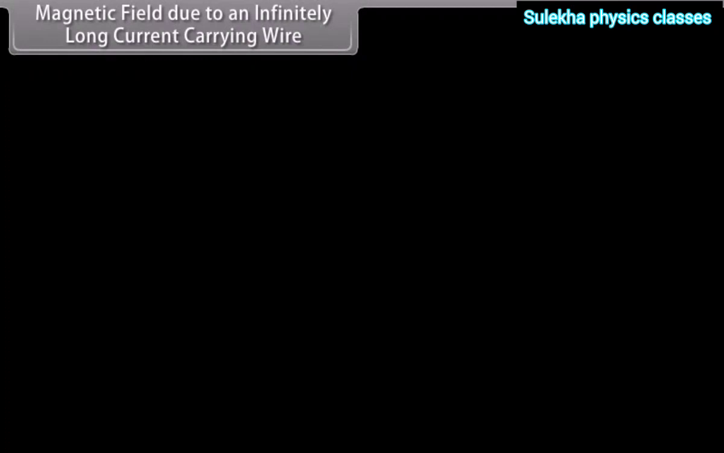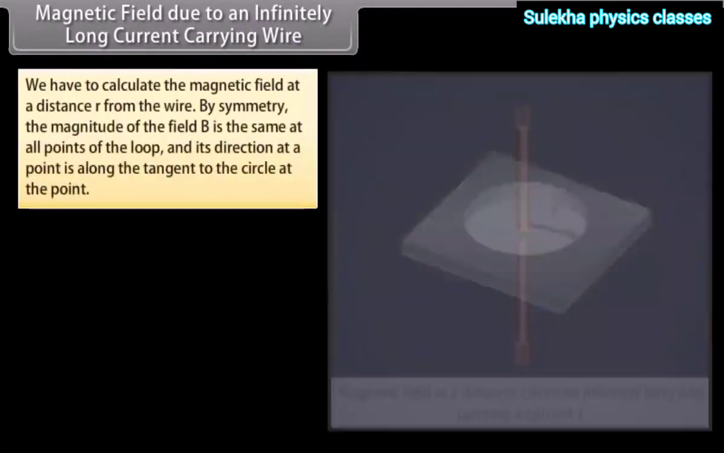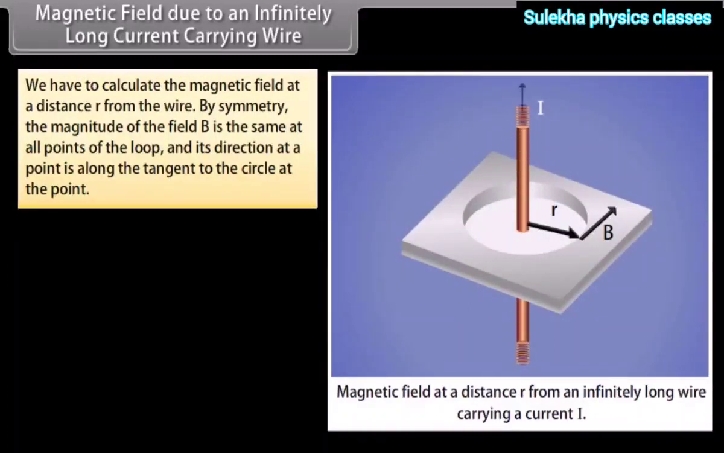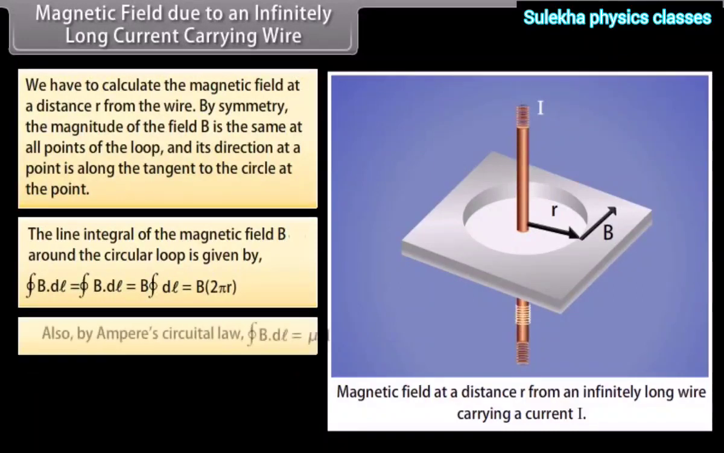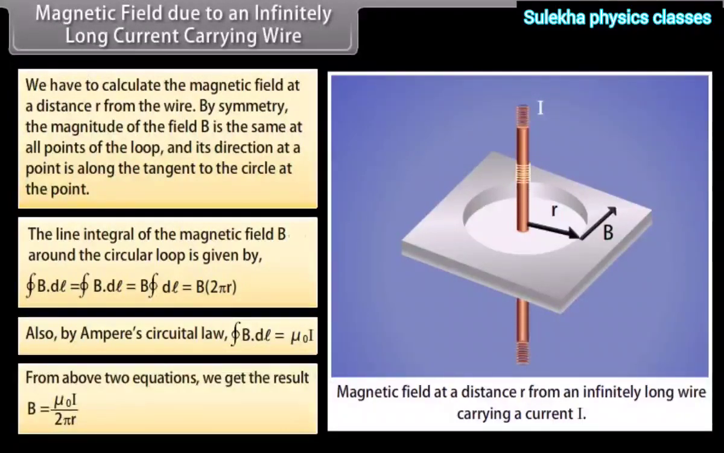Magnetic field due to an infinitely long current carrying wire. We have to calculate the magnetic field at a distance r from the wire. By symmetry, the magnitude of the field B is the same at all points of the loop and its direction at a point is along the tangent to the circle at the point. The line integral of the magnetic field B around the circular loop is given by product B and 2 pi r. Also, by Ampere's circuital law, closed integral of B dot dl is equal to mu naught I. From above two equations, we get the result B is equal to mu naught I divided by 2 pi r.